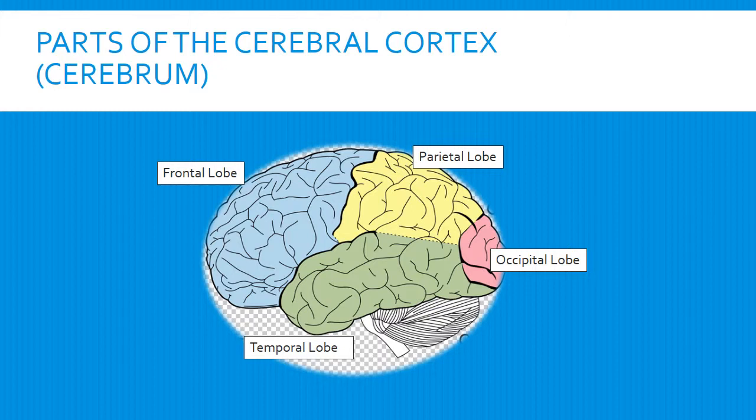Parts of the cerebral cortex, or as I've called it before, the cerebrum. Okay, so this consists of four lobes, which is the frontal lobe, the parietal lobe, the occipital lobe, and the temporal lobe.